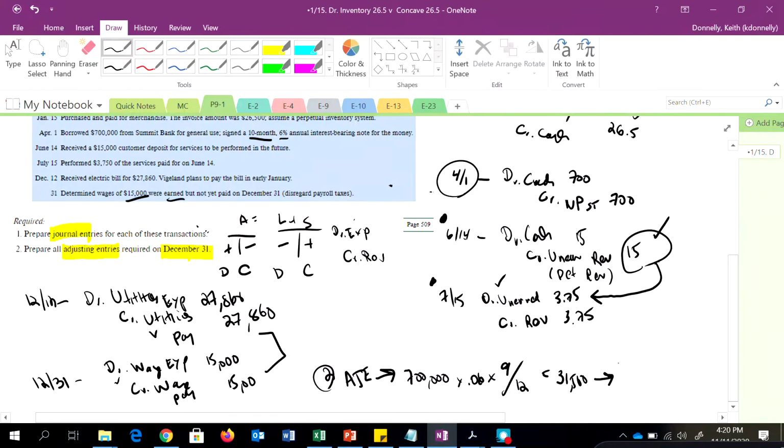What that means is our AJE, it's the end of the year. Hey, we accrued our wages. We've accrued our utility expense. Now we got to accrue our interest for the year. So we would debit interest expense 31.5, credit interest payable for 31.5. So that was problem 9.1.